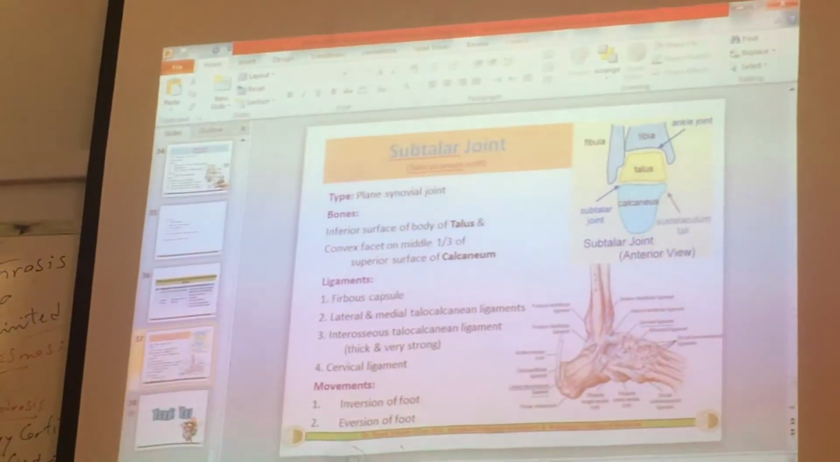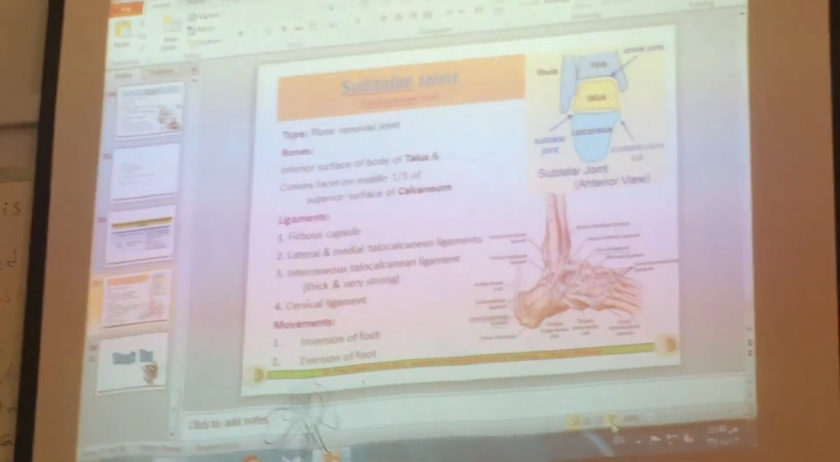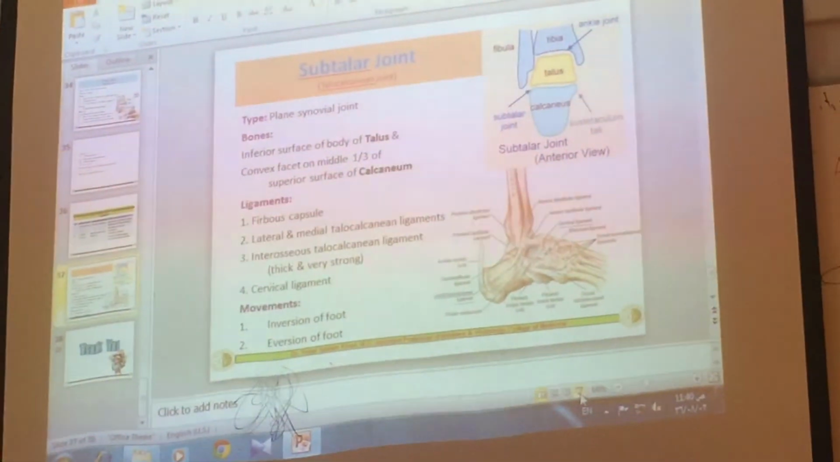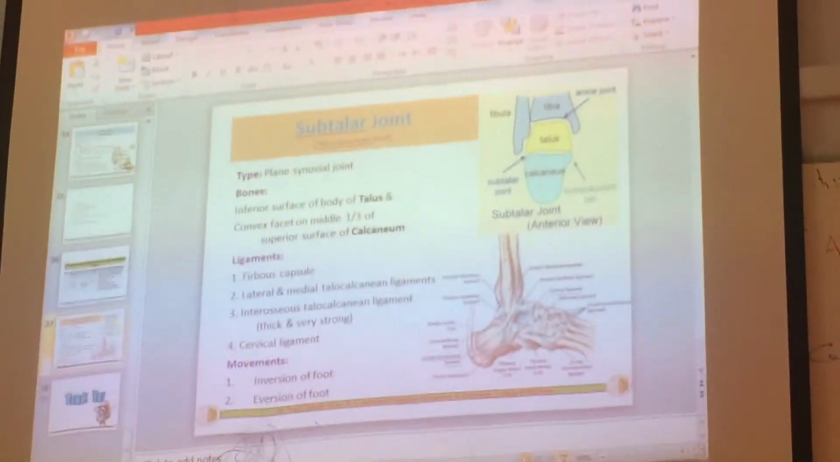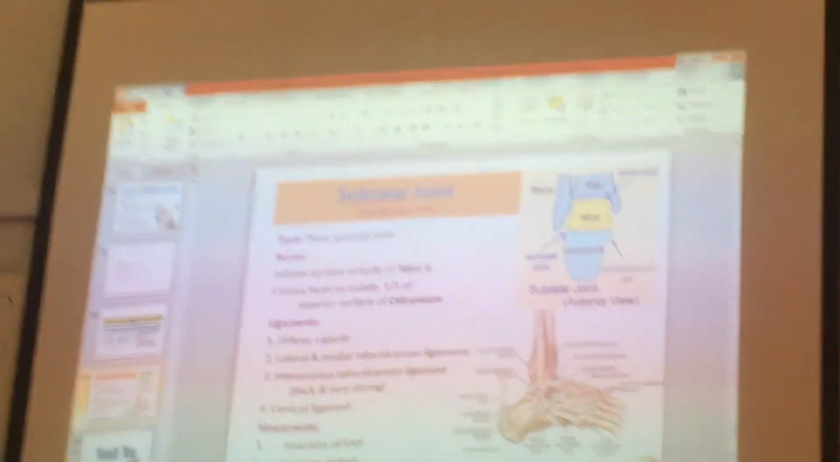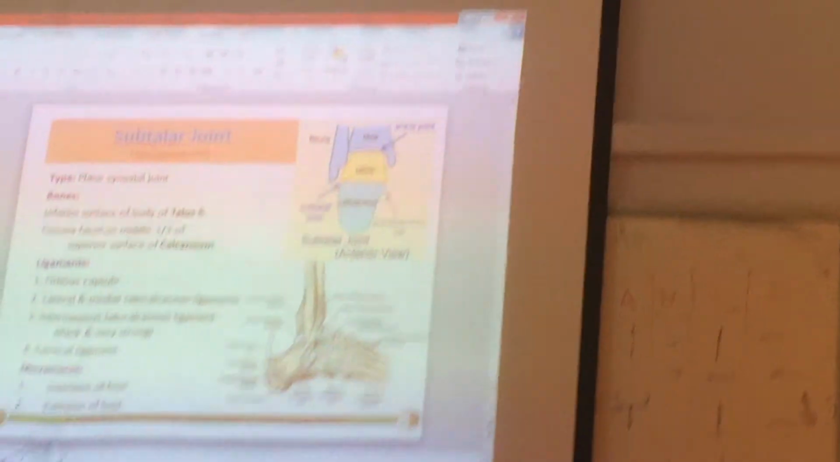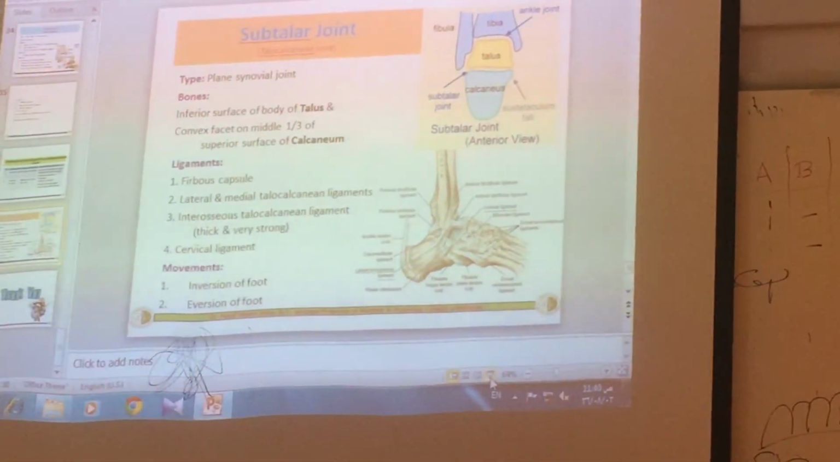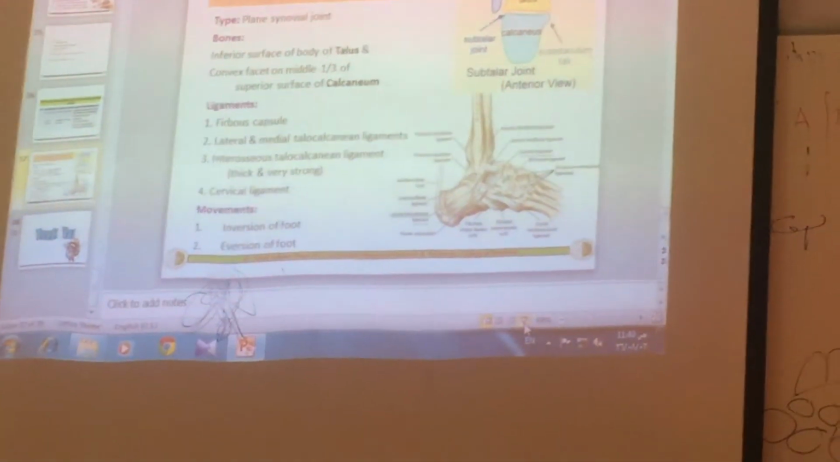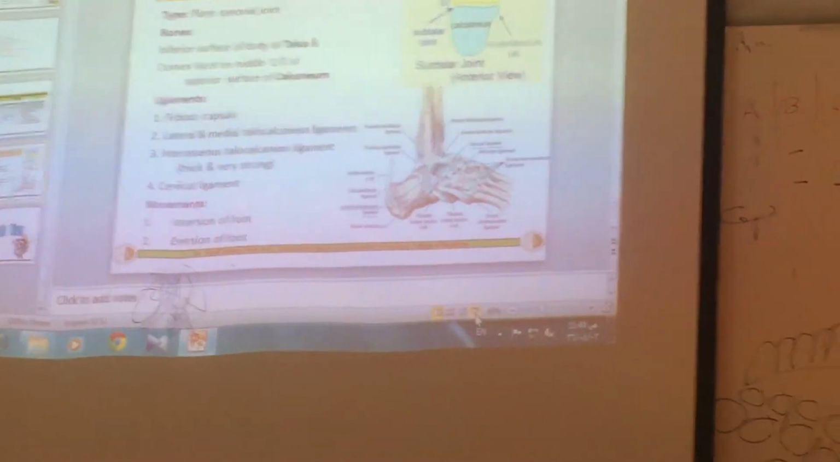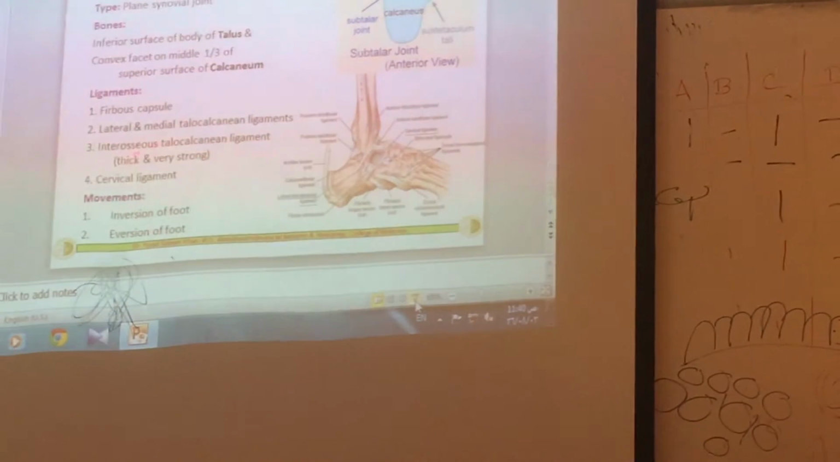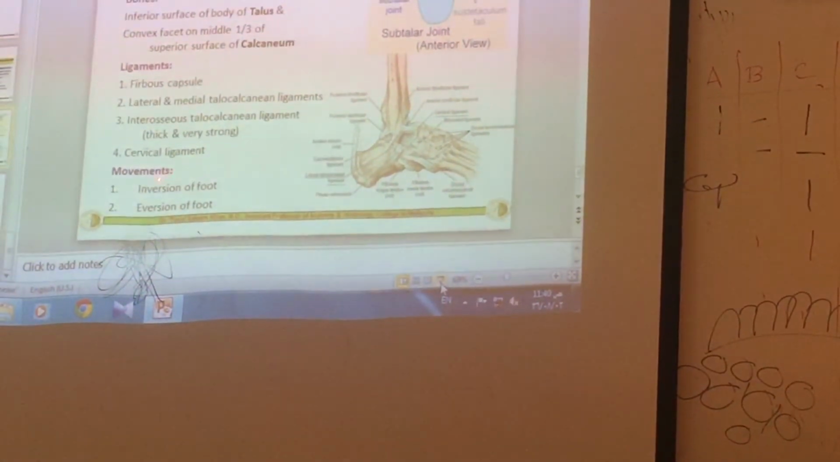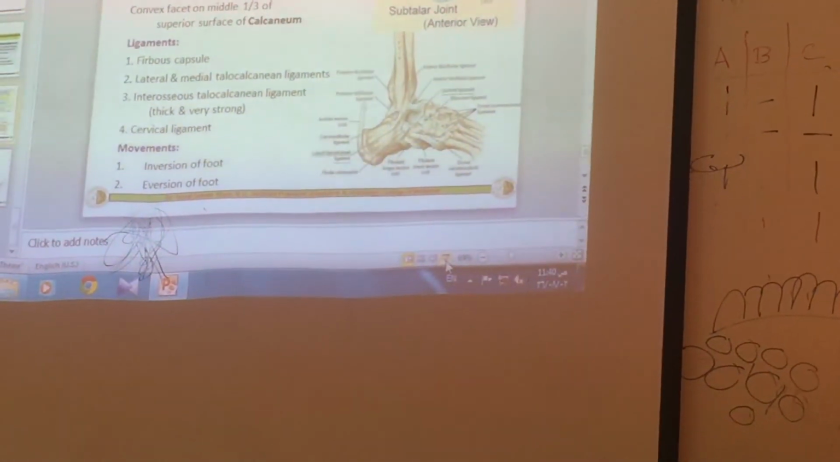Not pronation and supination here, but inversion and eversion. This inversion and eversion is at the subtalar joint. So remember, the two different movements are at two different joints: dorsiflexion and plantar flexion at the ankle joint, and inversion and eversion at the subtalar joint. There is a difference you should remember. This joint is important because inversion and eversion take place here.